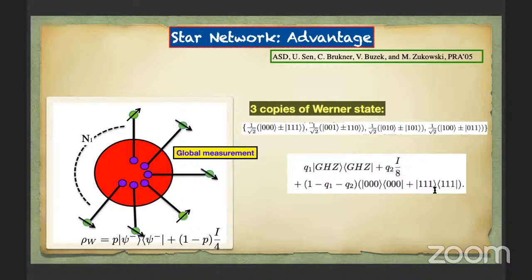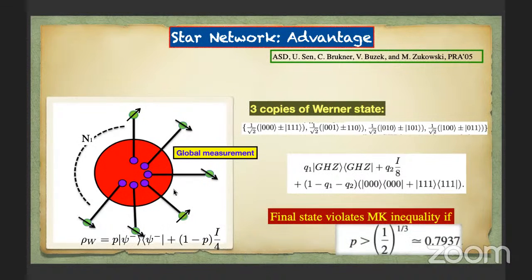And you can find how the state looks like when you have many copies. The important point is that the final state shared between these far apart locations violates the Mermin-Klyshko inequality if p is greater than 0.7937. So this is the p with which the initial state should start off the protocol. In other words, suppose I find that my initial state has mixing probability 0.8. If I start with that, and if I have 3 copies of that, then the final tripartite state violates Bell inequality, or the Mermin-Belinskii-Klyshko inequality.